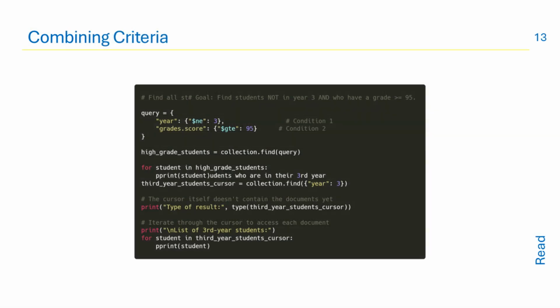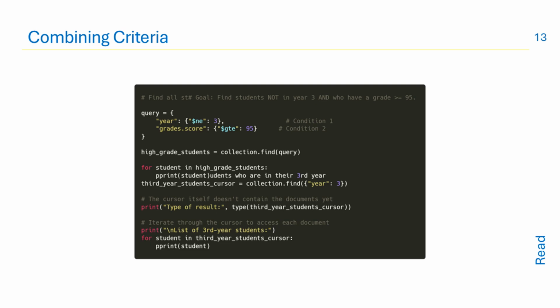Now let's combine these concepts. A common scenario is needing to query a value that's nested inside another structure. In our student documents, the grades field is an array of smaller documents, each with a subject and a score. To access the score, we use dot notation, grades.score. This tells MongoDB to look inside the grades array and inspect the score field of the documents it contains.